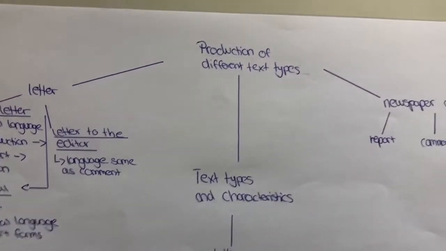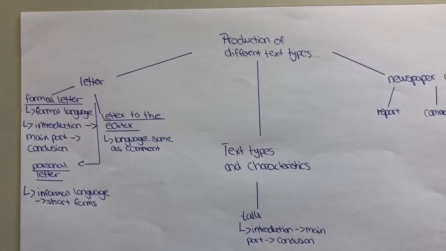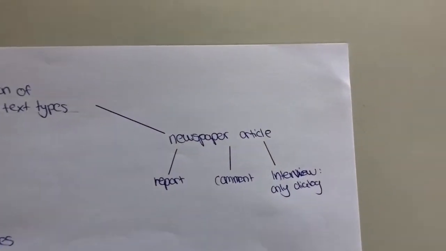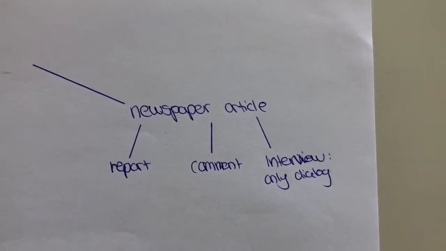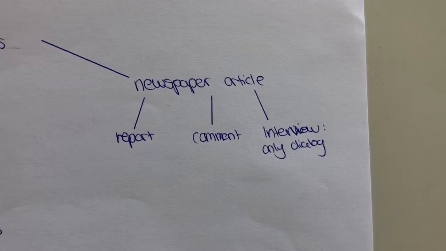In case you need to write a newspaper article, they want you to write a report, a comment, or a dialectal interview. For the information, you can go back to the mind map with the primary text to deal with as a source, where we already explained characteristics of these special text types.